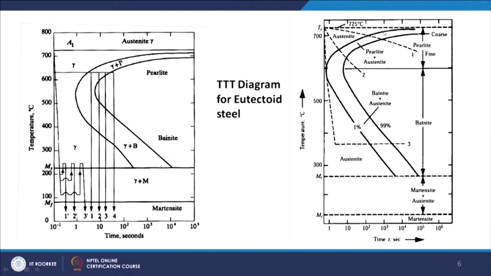Now, when you are at this temperature, suppose 710 degrees centigrade, and you come to this time, at this point you will see that the transformation was there. This line is shown as the 1% line, and this is known as the 99% transformation line.